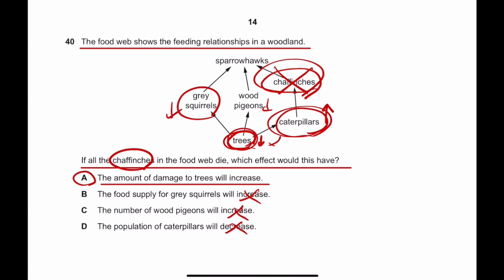So the right answer for the last question of the 2022 May-June Paper 2 Version 21 paper is A.